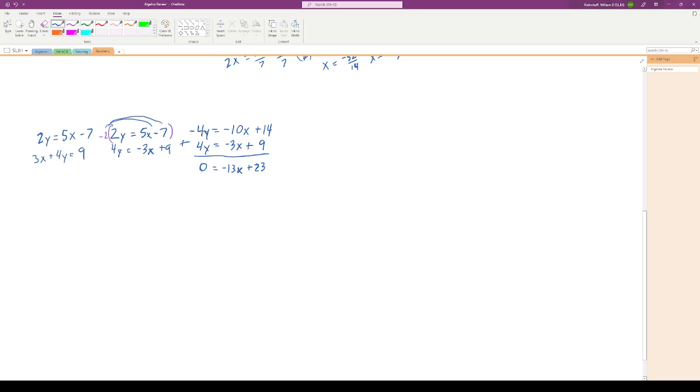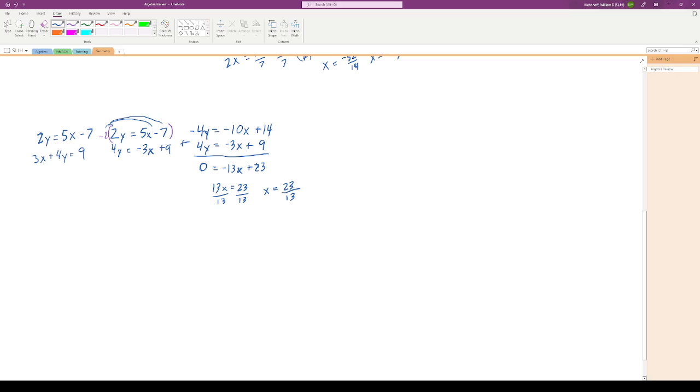So now I want these two to be separated so I can solve for x. So I'm going to bring the x's over here and they become positive. 13x equals 23. And then divide by 13, and as promised, we get a really ugly number. x equals 23 over 13.